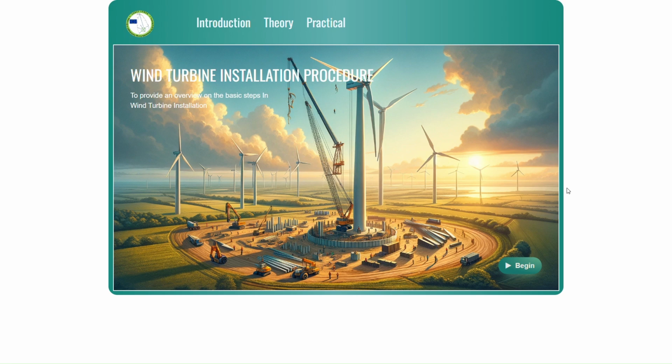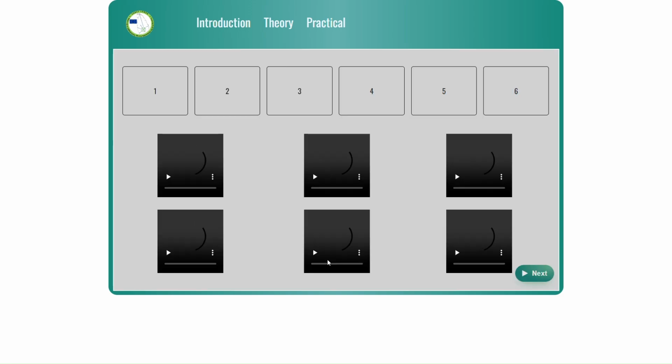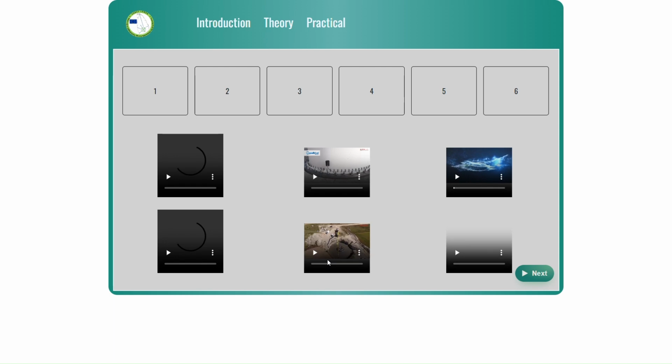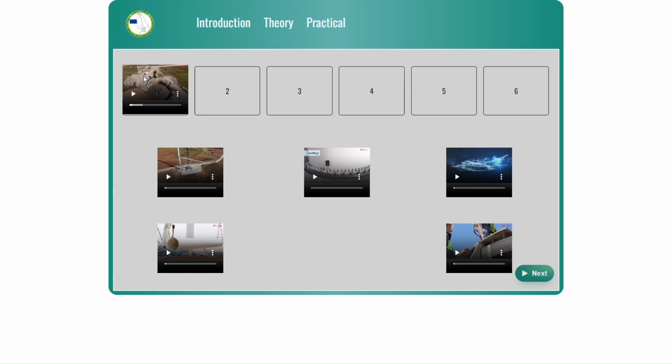This virtual tool provides an overview of the fundamental steps involved in the installation of a wind turbine. Students will learn the key stages of the process, from site preparation and foundation construction to the assembly of turbine components, such as the tower, nacelle, and rotor blades. The students have to align videos demonstrating the wind turbine installation procedure by the end of this module. Students will have a clear understanding of the installation process, preparing them to engage with real-world wind turbine setups.